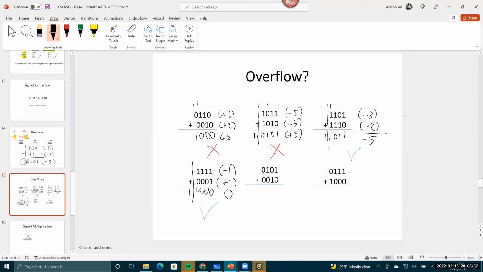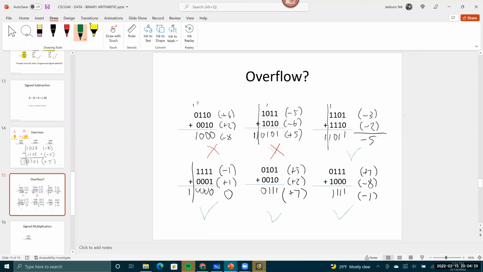So with this one, this is 1, 1, 1, 0. So this is positive 5. This is positive 2, and the answer is positive 7. So this is correct. And the very last one is 1, 1, 1, 1. So this is positive 7, and this is negative 8, and this is negative 1. So this is actually correct.